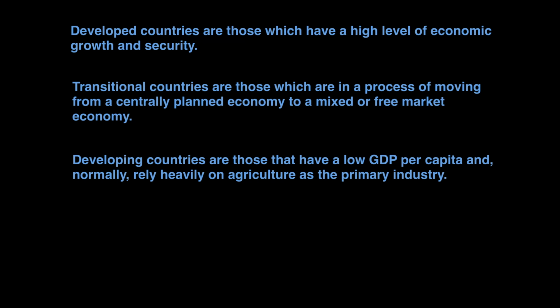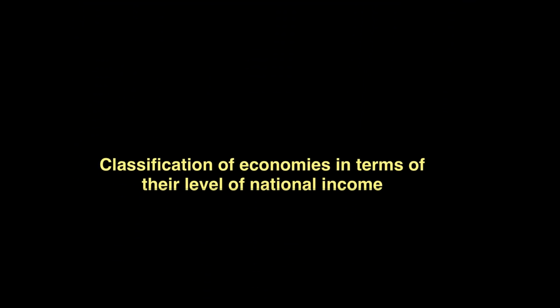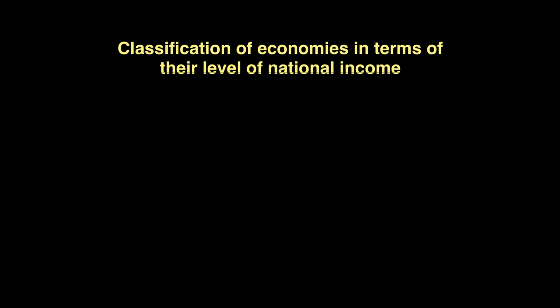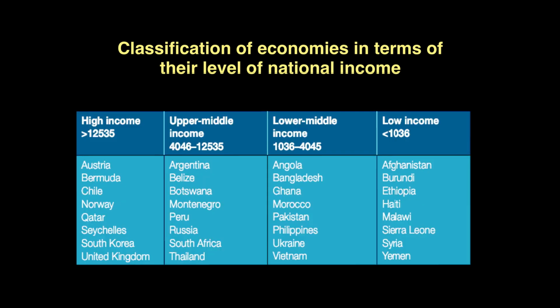Another classification that we look at is in terms of the level of national income. The World Bank assigns the world's economies to four income groups: the low, the lower middle, the upper middle, and high income countries. When we look at this classification, the high income countries have a GDP of more than almost $12,500. The upper middle income economies have a GDP that lies between $4,000 to $12,500, while lower middle will be in the range of $1,000 to $4,000, and the low income comes in the range of less than $1,000.